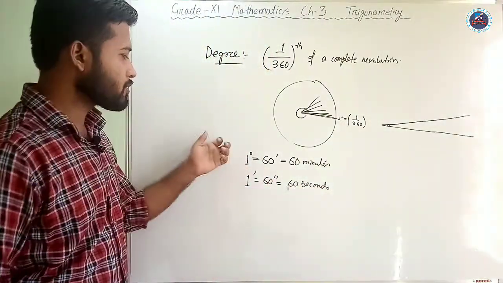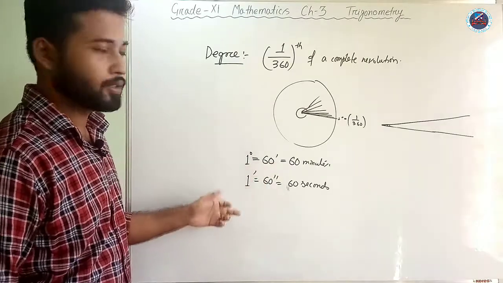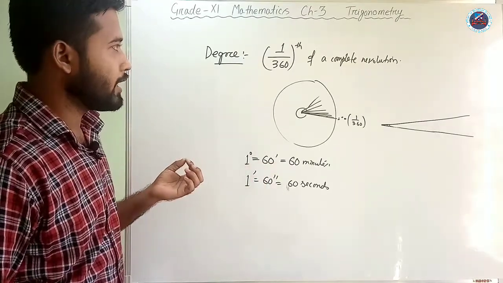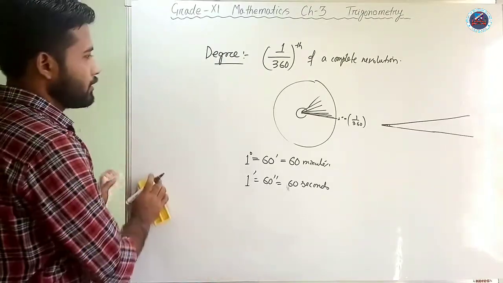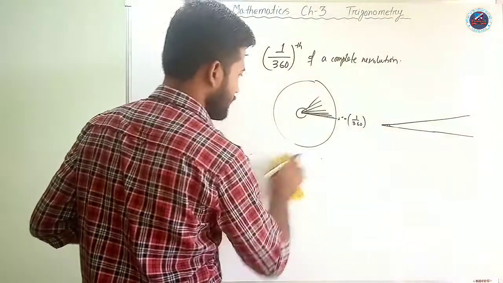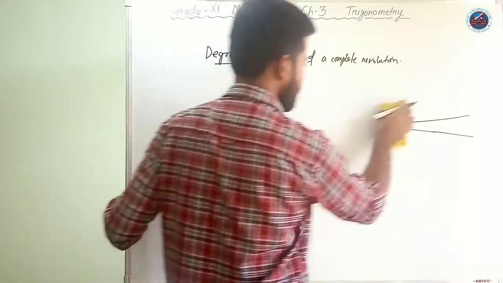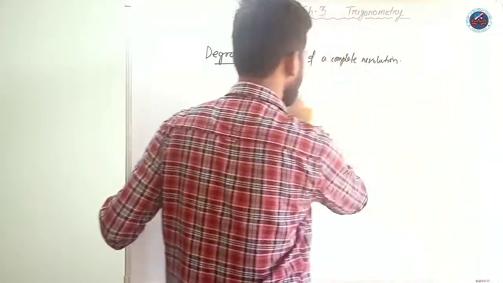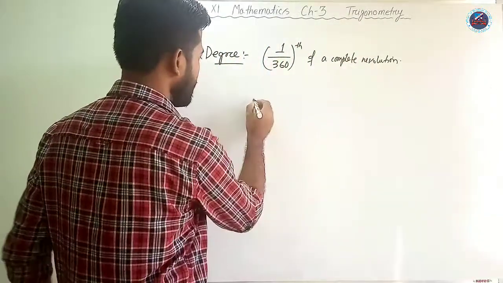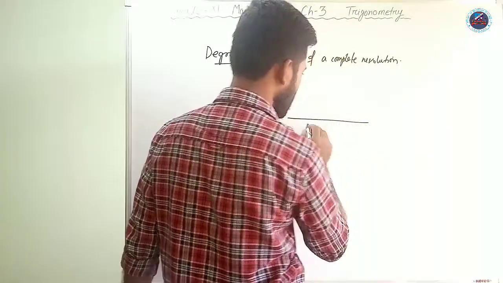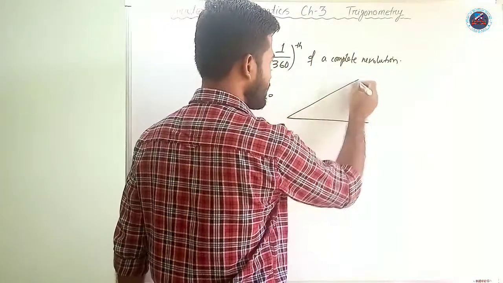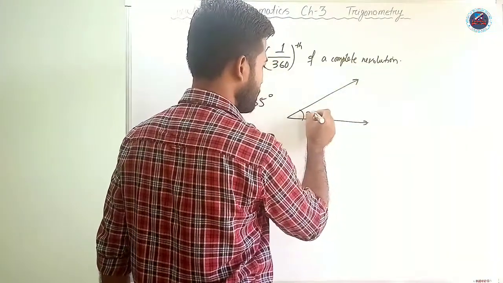Okay, so these two things, that is minute and second, we shall use to accurately measure the degrees. Fine. Now, for example, you have got examples in earlier classes, if it is 35 degrees, say, then how will it look? This will be the initial side, terminal side, and here we shall have 35 degrees.